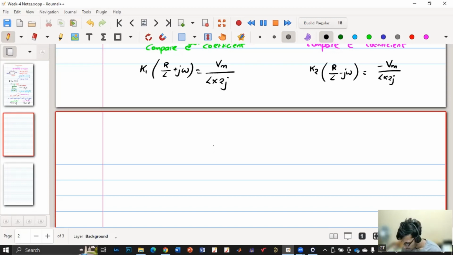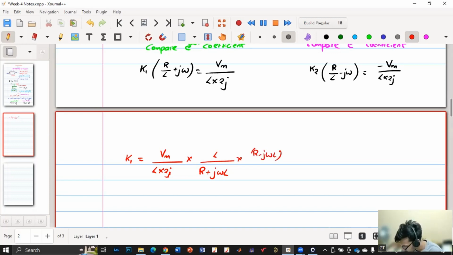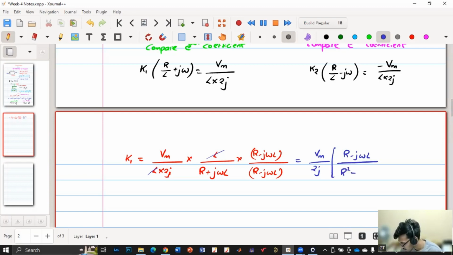Okay. So first I'll calculate k1 and then I'll calculate k2. So k1 is equal to Vm by L into 2j into L by R plus j omega L. Now I'll multiply by R minus j omega L on the numerator and denominator so that I can eliminate this j term in the denominator. If I do that, first L and L will get cancelled and I'll be left with Vm by 2j into R minus j omega L by R square plus omega square L square. Do you agree?